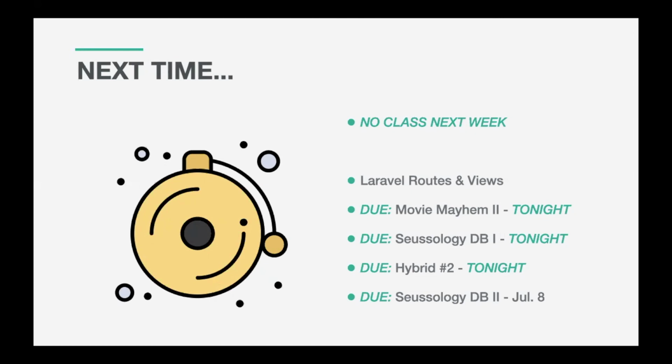Just as a reminder, there are several assignments due today. Movie Mayhem 2 is due tonight, the Sociology DB1 is due tonight, and your hybrid number 2 is due tonight. So don't forget about getting those submitted. You also have the Sociology DB2, which is due July 8th. So a lot of assignments due before we meet again. Any final questions before I let you go?